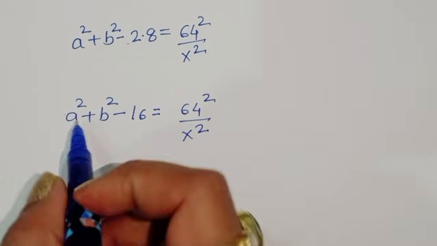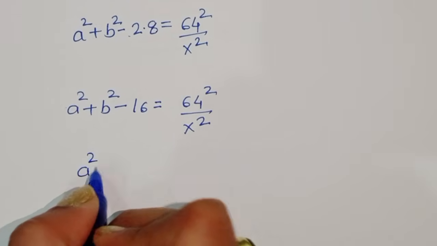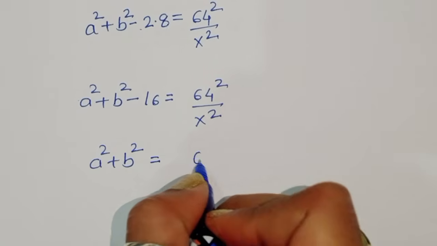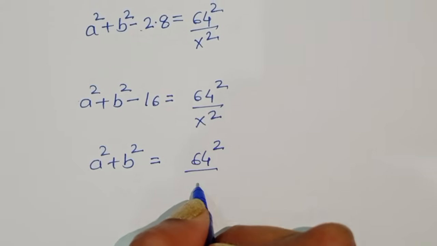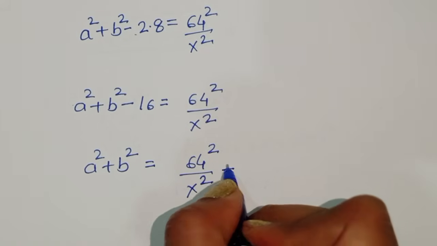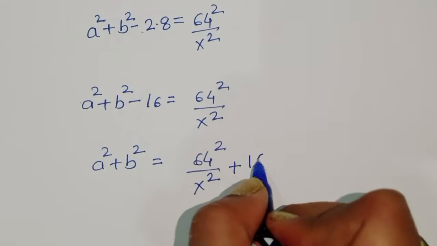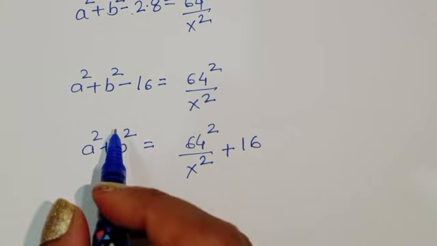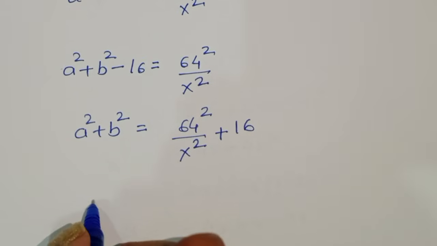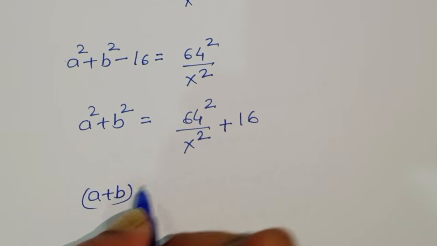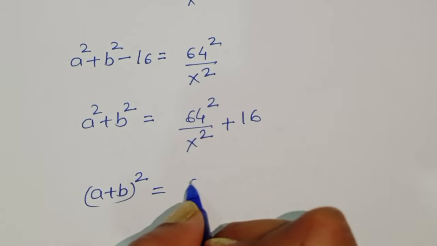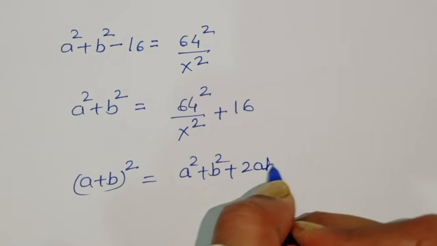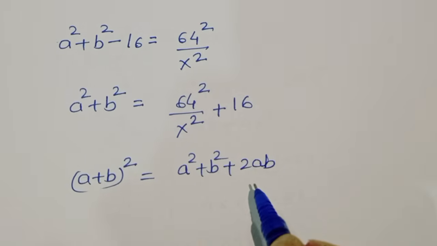Now we can say a square plus b square is equal to 64 square divided by x square plus 16, right? Now this is a square plus b square. We know the formula of a plus b whole square is equal to a square plus b square plus 2ab. This is the formula of a plus b whole square.